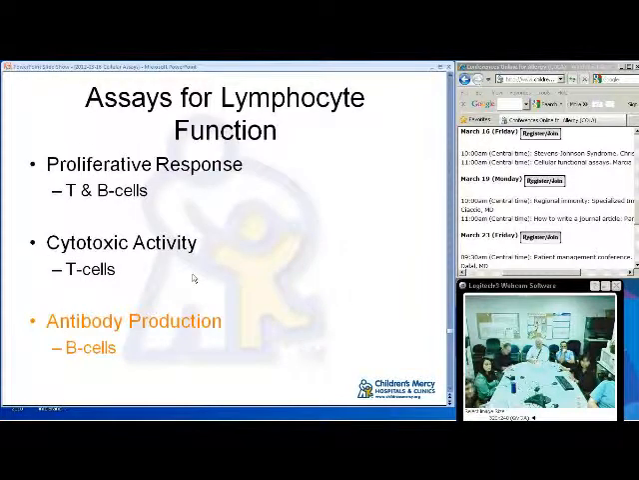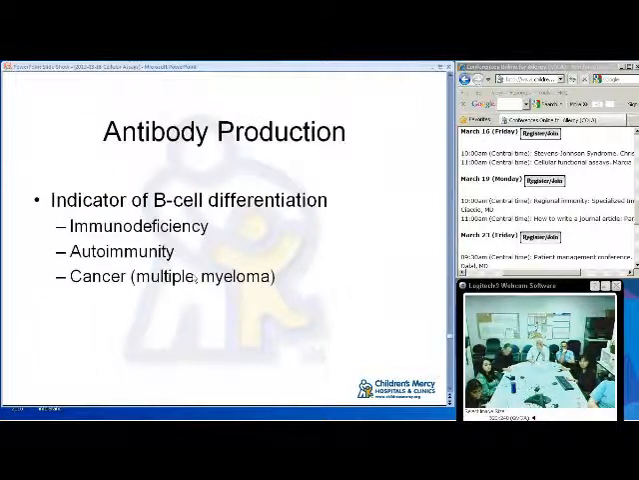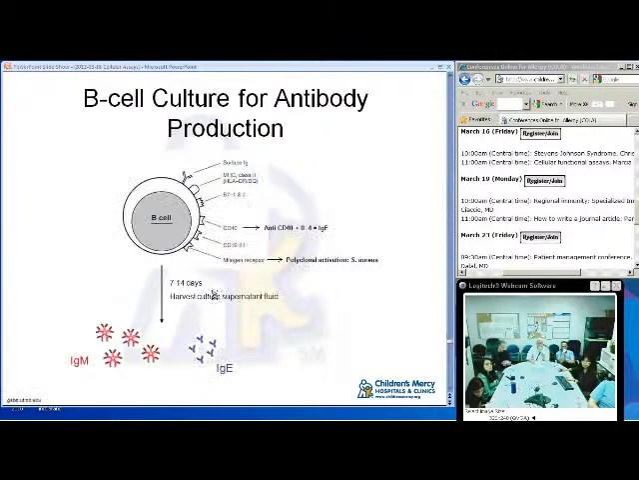Okay, now the third assay for lymphocyte function is antibody production, and of course we would be looking at B cells now. As an indicator of B cell differentiation, we can look for antibody production in immunodeficiency, autoimmunity, or cancer, as in the case of, say, multiple myeloma.